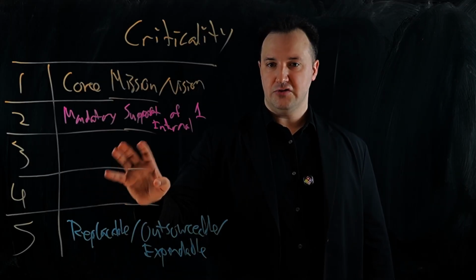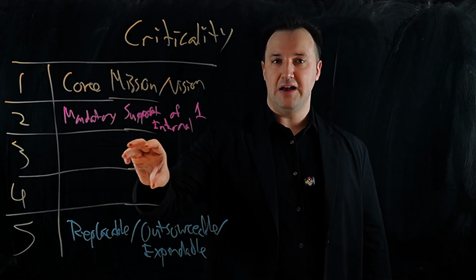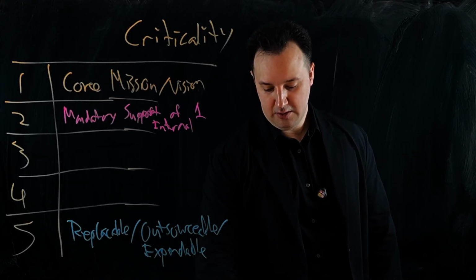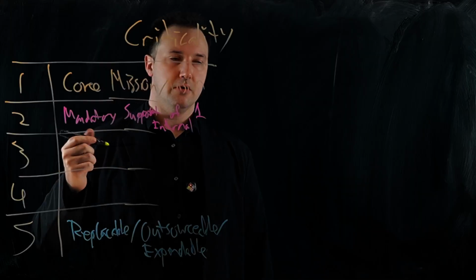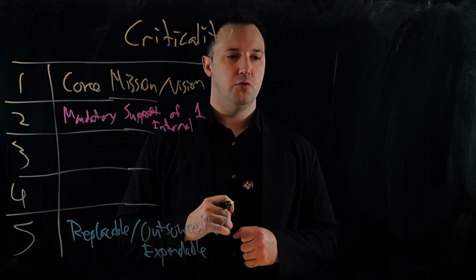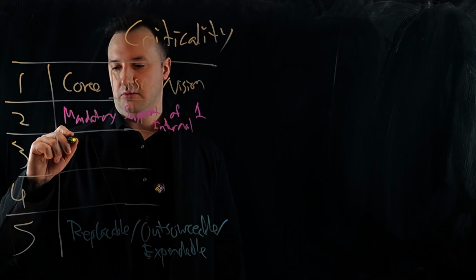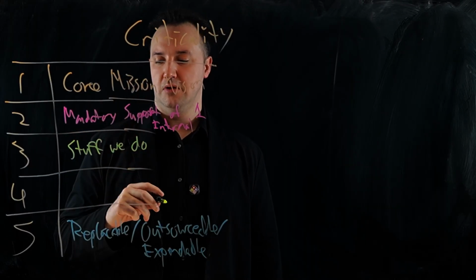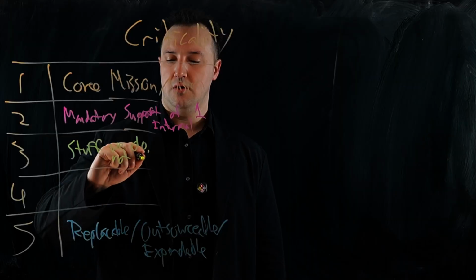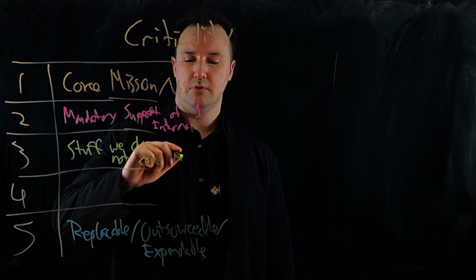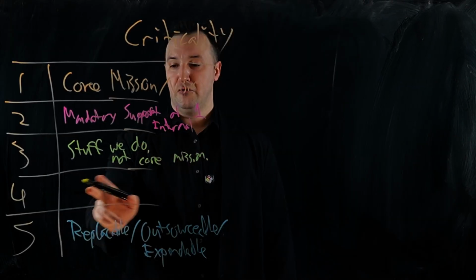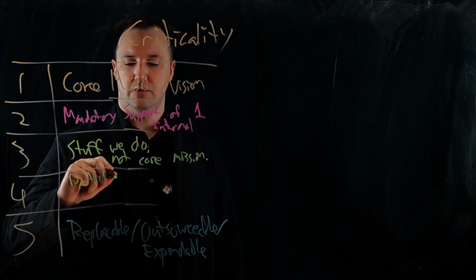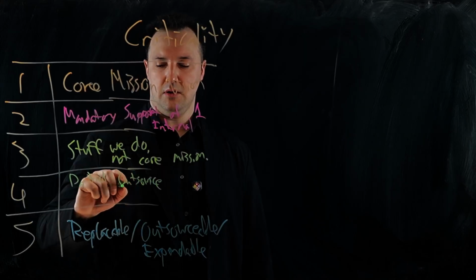The 3s and the 4s are the stuff in between, and these are going to be progressively more expendable. Your 3s are going to be the ones you probably won't outsource, the ones you probably keep internally, the stuff we do, not core mission. 4 is going to be your partial outsource, maybe?